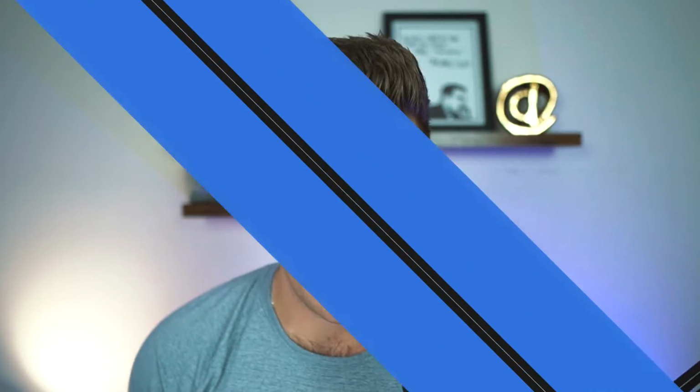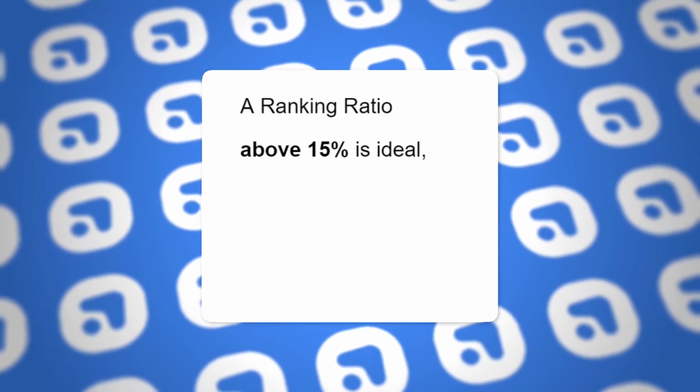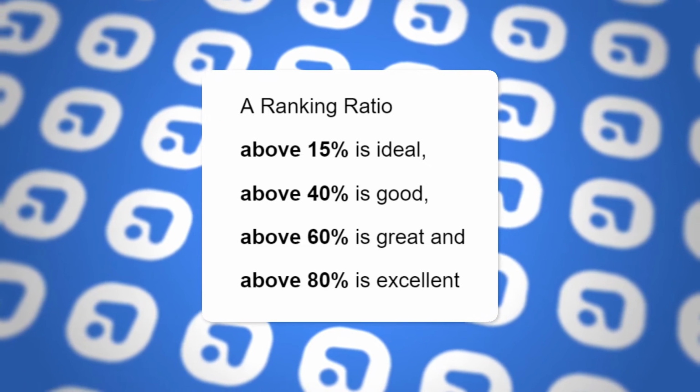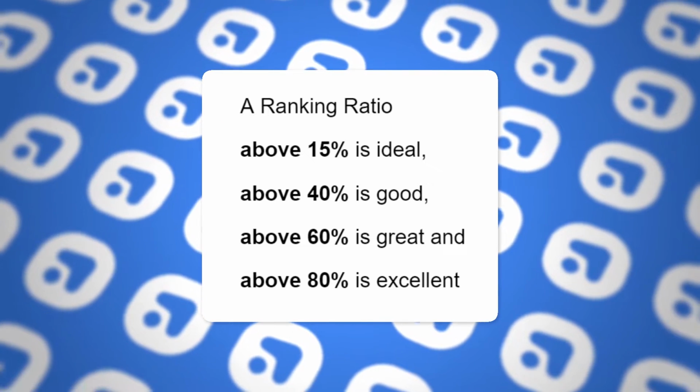And I can already hear the question, what is a good ratio? What is a bad ratio? And how do I even track this? Don't worry, we got you covered. A ranking ratio above 15% is ideal. Above 40% is good. Above 60% is great. And above 80% is excellent. That is top tier status.